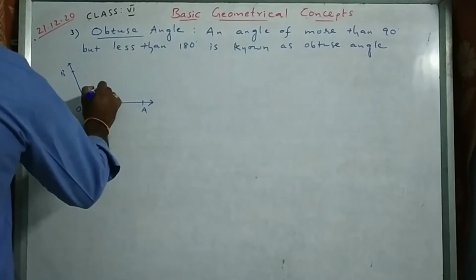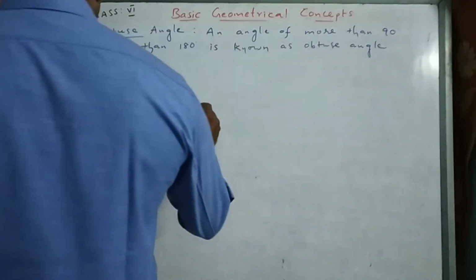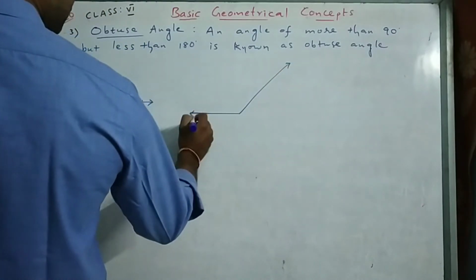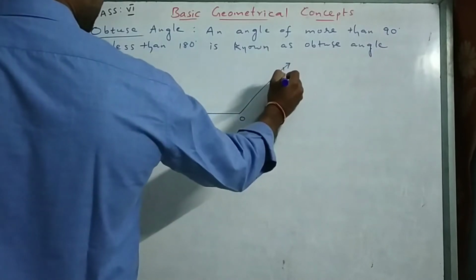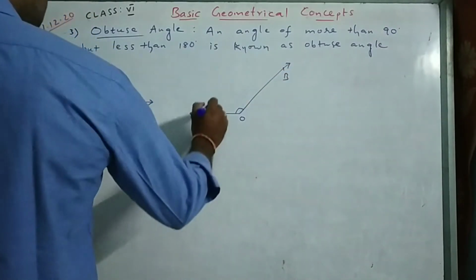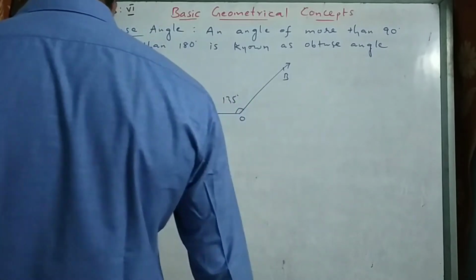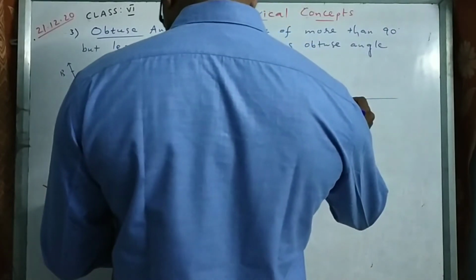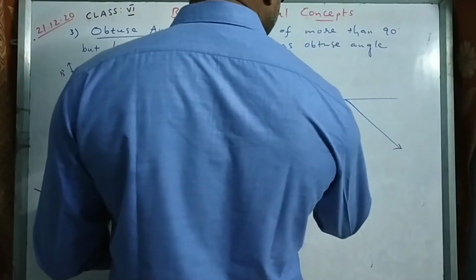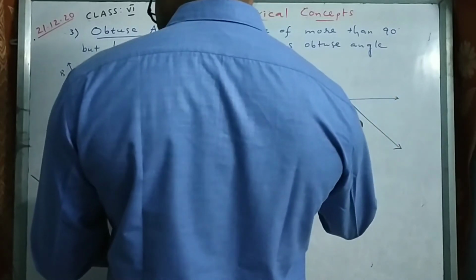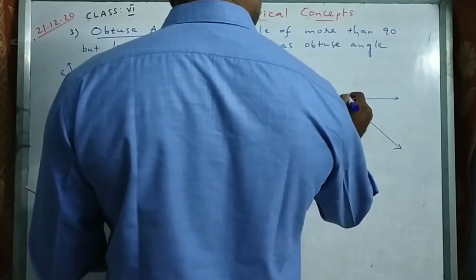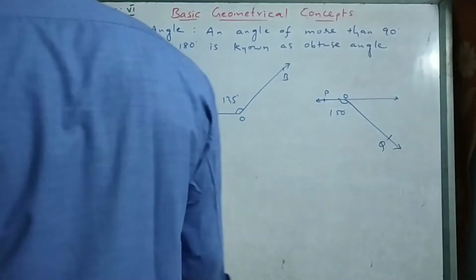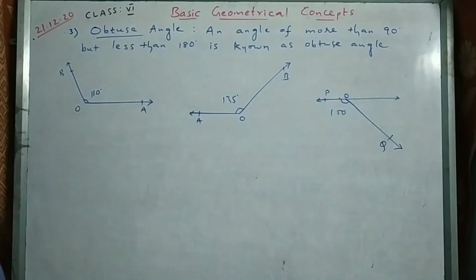For example, 110 degrees, above 90 degrees, right? Below 180 degrees. Suppose it is this side, you can take like this. AOB. Okay, 135 degrees, above 90 degrees. If you want to draw downward also you can draw, no problem. This is 150 degrees. Okay, POQ. So that is an obtuse angle, right?